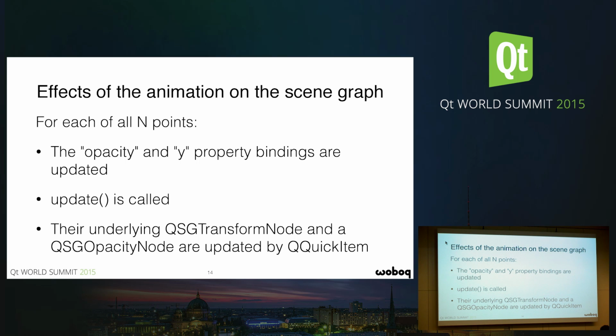So let's try to see what happens where I animate those properties. Where I animate opacity and y, to come back to our scene graph case, update is going to be called on the item, and the item itself is going to update the transform node that we saw earlier in the dump, and the opacity node that I had, and it's going to add the offset to the transform node, and it's going to update the opacity node. And this, in the end, is going to affect rendering.